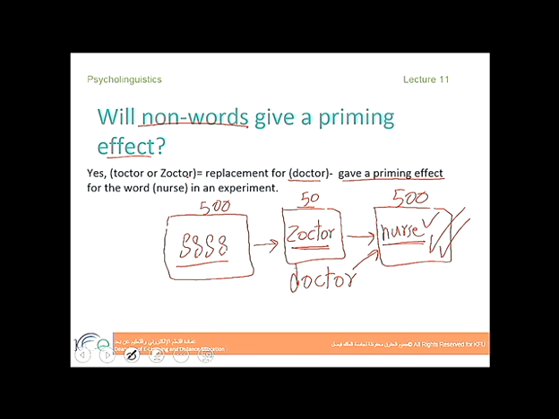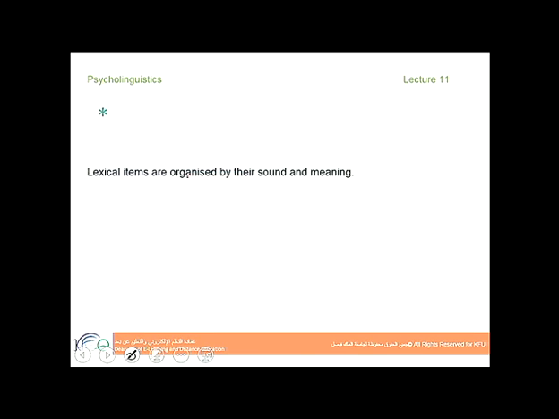So that gives us an idea about lexical items and the fact that they are organized, lexical items or words in our lexicon are organized by their sound and meaning together. And that's how we found semantic priming and form priming.